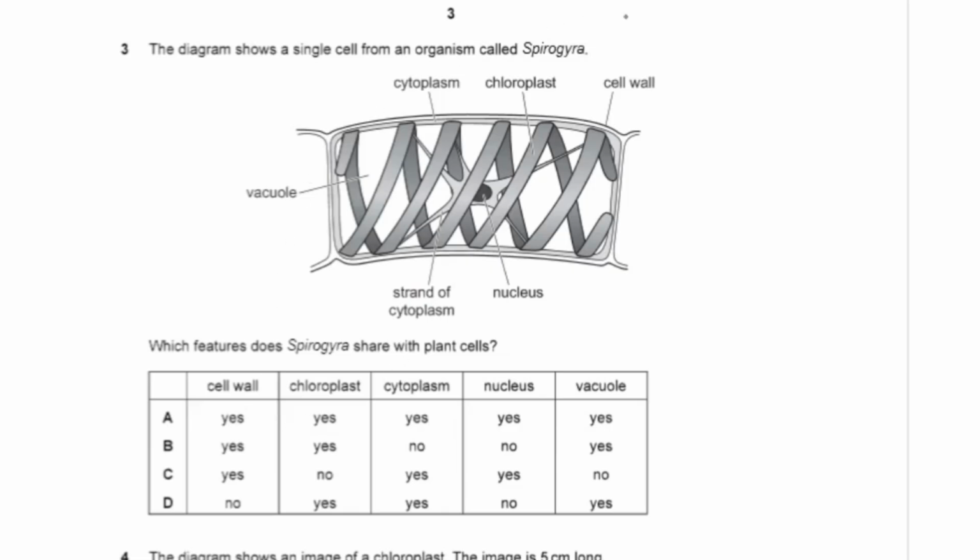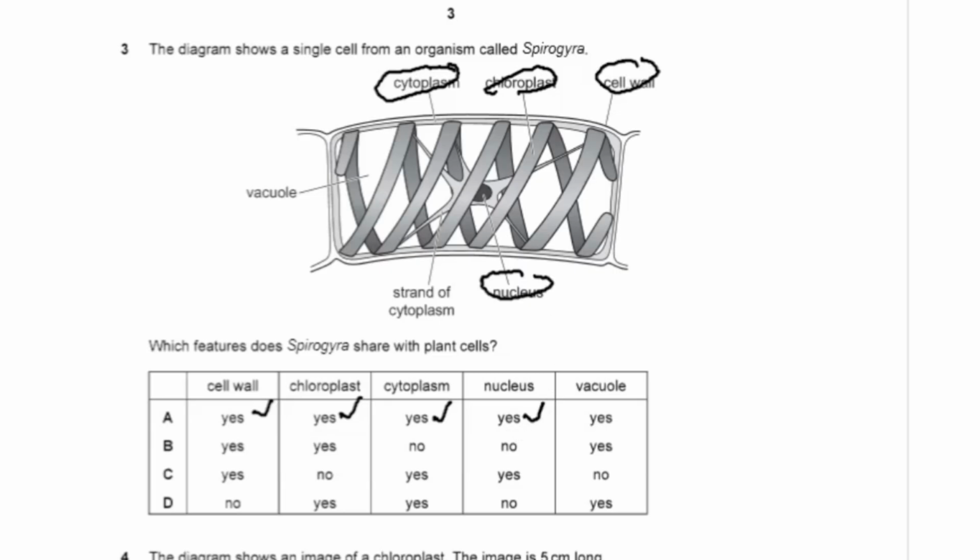A, Spirogyra has a cell wall, and a plant cell also has a cell wall. So this is correct. Spirogyra from the diagram has a chloroplast, and a plant cell also has a chloroplast. So this is also correct. Spirogyra has a cytoplasm. You can see the cytoplasm here, and a plant cell also has a cytoplasm. That's correct. Spirogyra also has this nucleus here. A plant cell also has a nucleus.